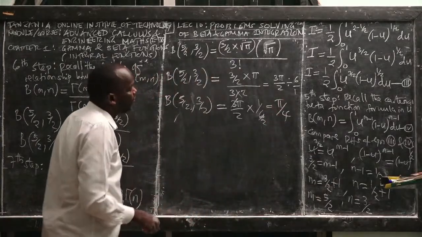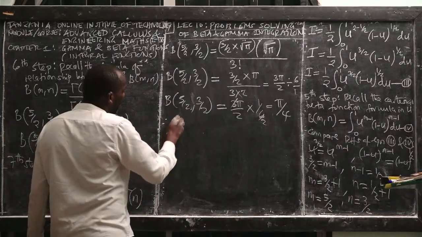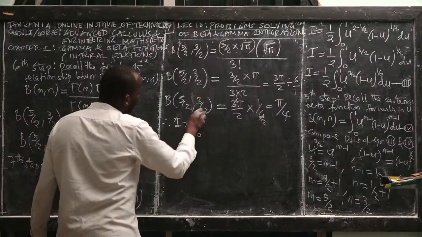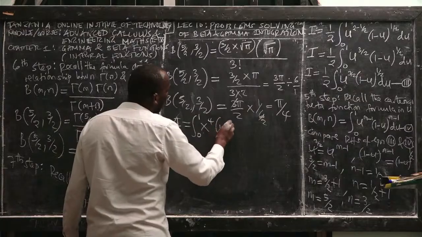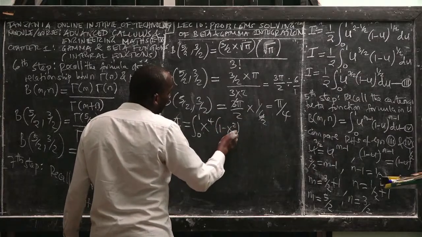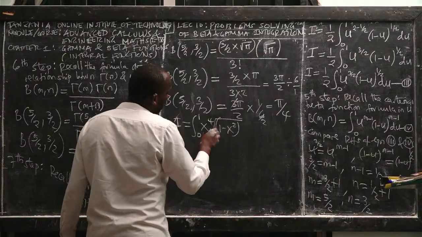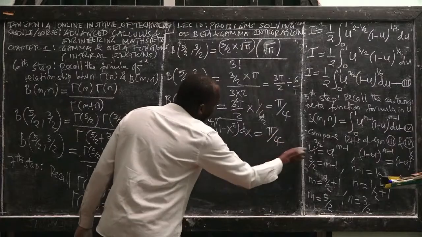So what we've been looking for is pi over 4. So therefore we say that the integral from 0 to 1 of x to the power 4, under root of 1 minus x squared, dx is equal to pi over 4.